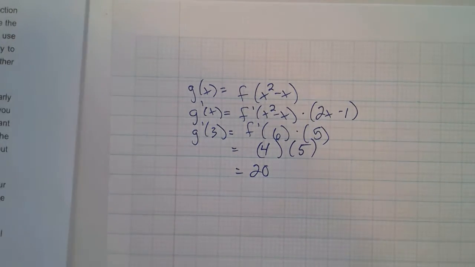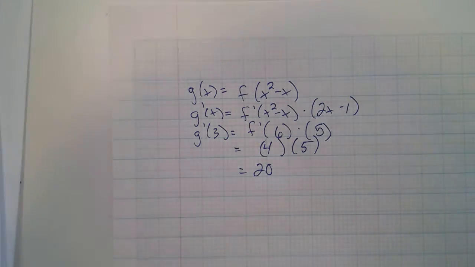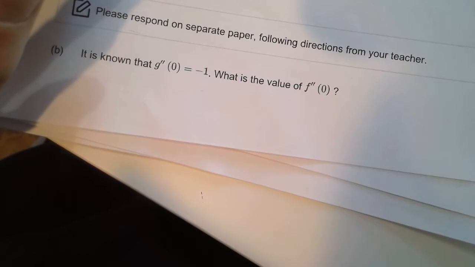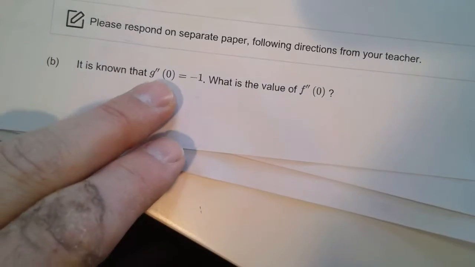All right. So in part B, it says it is known that g prime of 0 is negative 1. What is the value of f double prime of 0? All right, so we're going to find the second derivative of g.